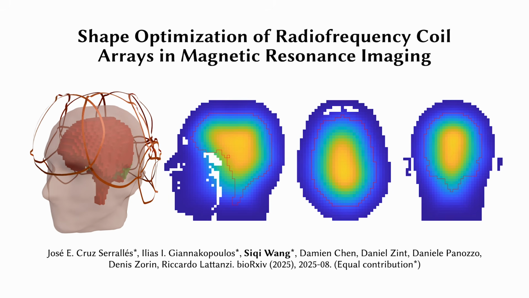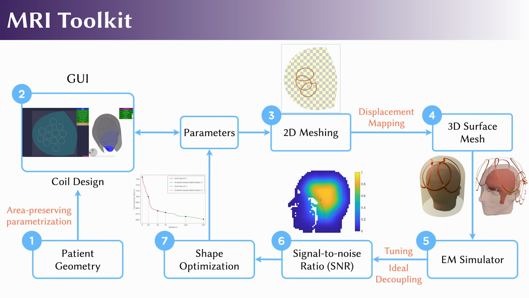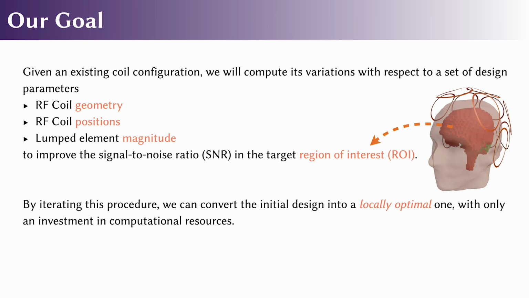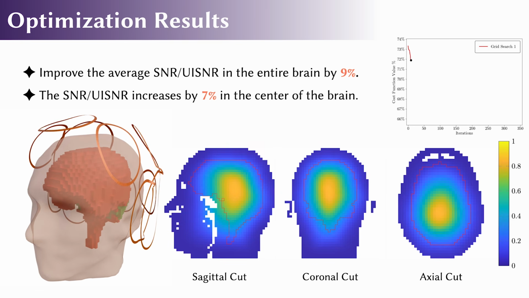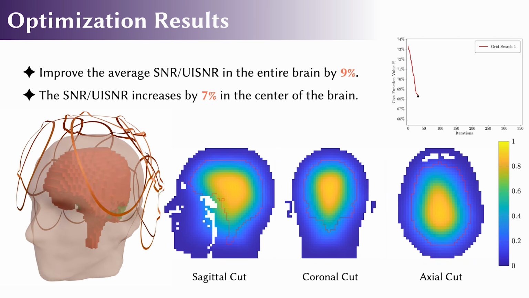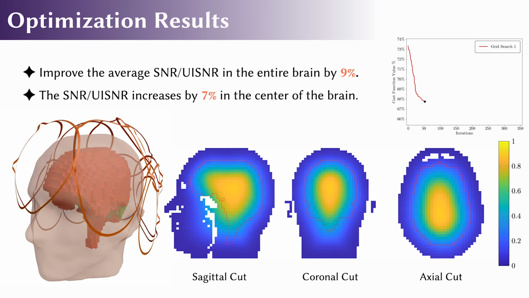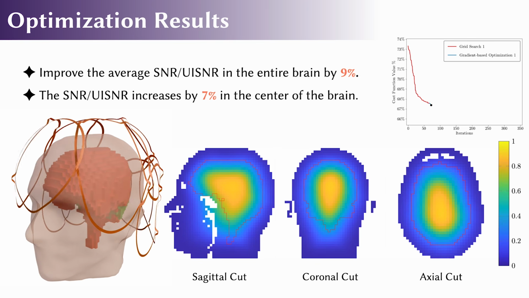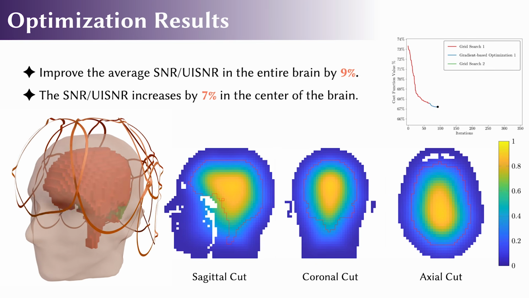The second framework is to optimize the MRI coil arrays. In this work, we developed an entire pipeline of the MRI toolkit, aiming to improve the SNR in the target region of the human body by optimizing a set of coil design parameters. As a result, we are able to improve the average SNR in the entire brain by 9% and center of the brain by 7% through shape optimization.